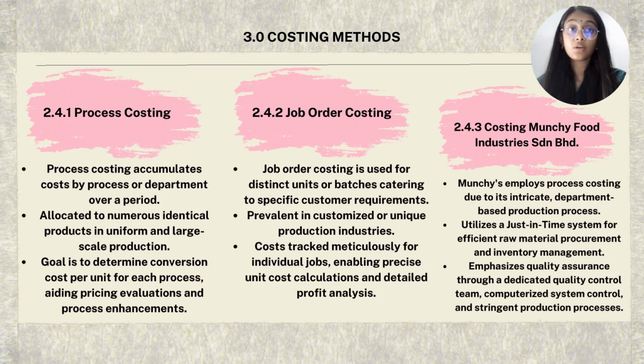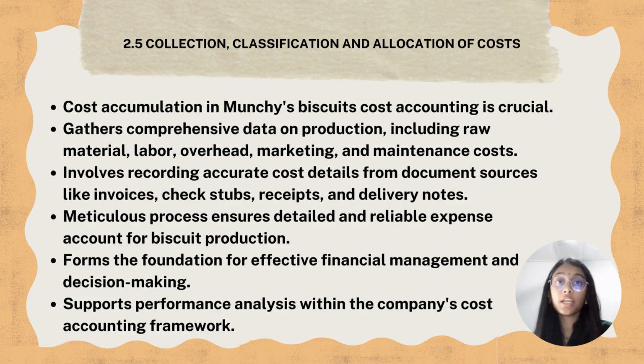The third is the costing of Munchy's food industry overhead, where Munchy's employs process costing by department based on the production process. It utilizes a just-in-time system for efficient raw materials. It emphasizes quality assurance through a dedicated quality control team, computerized system control, and the production process.